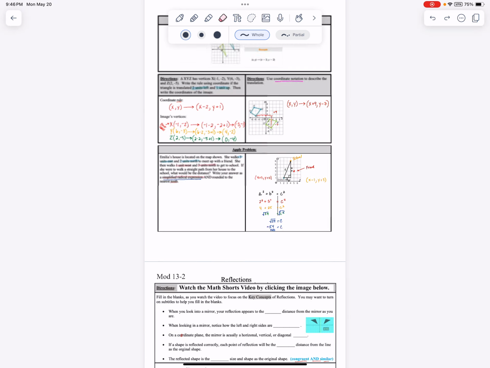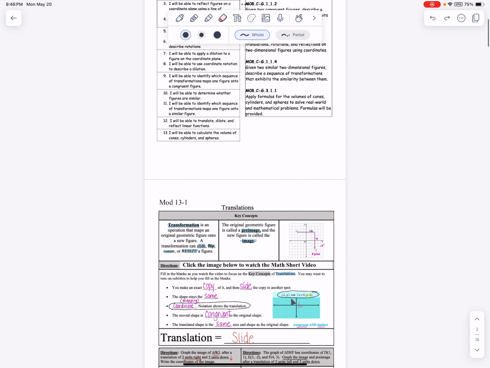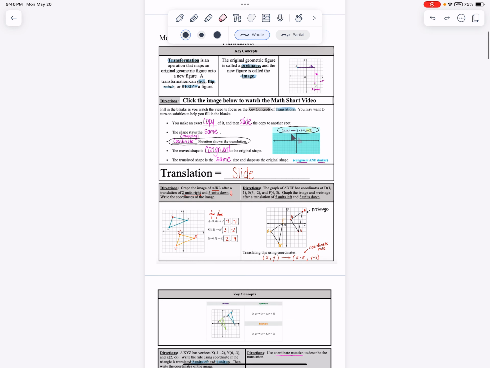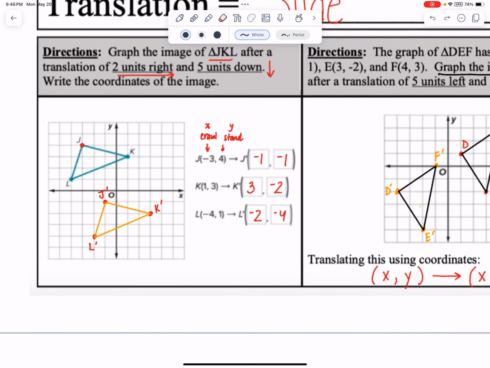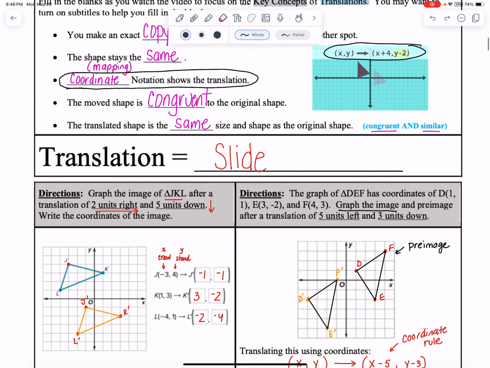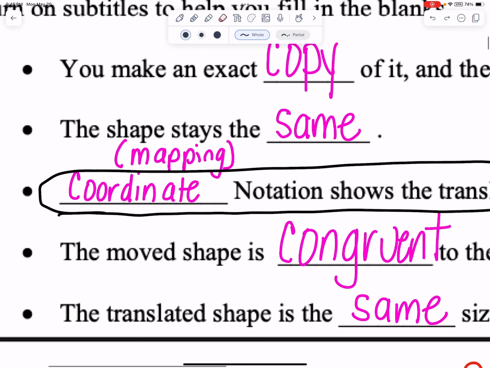Remember, these are transformations, sort of like transformers. And we did translations last time, which is a slide. Okay. We have a pre-image, which changes to an image or new image. We also have the notation that shows how to translate or transform the image, and that is called mapping. Okay, you might see coordinate notation, but the official term that I want you to use is mapping.